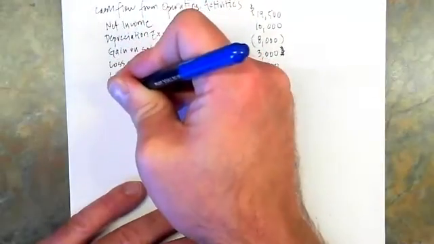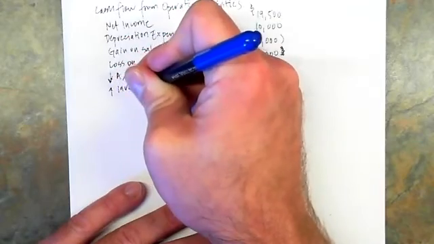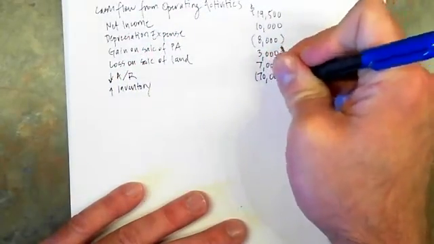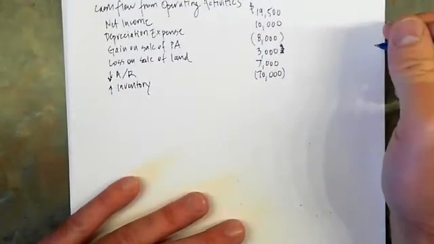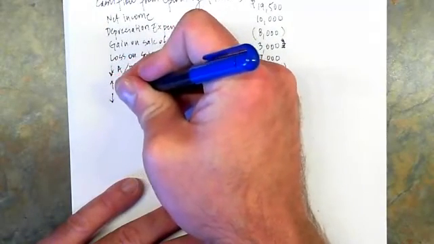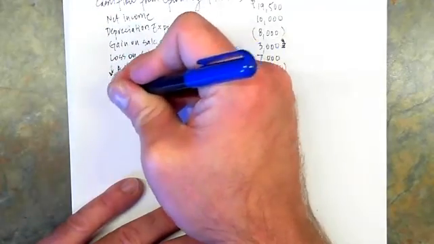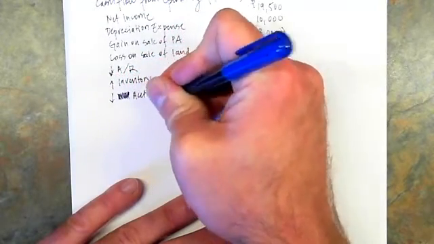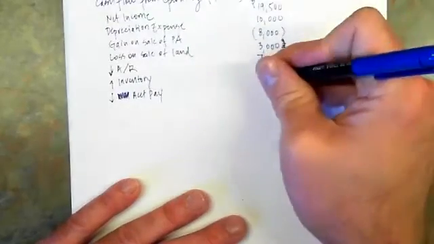Inventories increased by 70,000. An increase in inventory would be a negative adjustment to my net income. Wages payable decreased. I'm sorry, my accounts payable is the one that decreased. Got ahead of myself. Accounts payable decreased by 14,000.